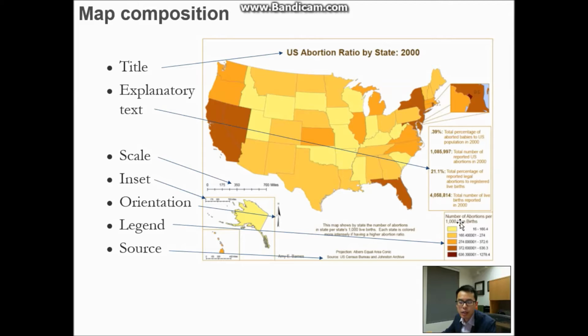It is always in a separate area, and we will get to that later. And the source means where the data is from or who has prepared the map. So when you have finished making a map, always add the author name. So the map is prepared by your name.